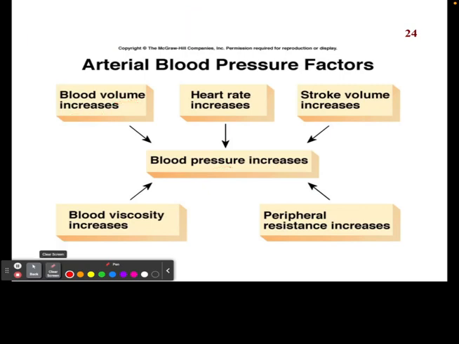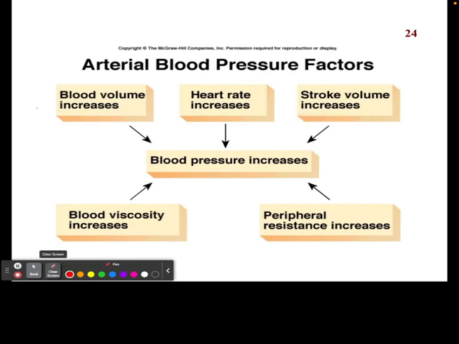Heart rate, if you increase your heart rate, that'll also increase your blood pressure. Stroke volume, same thing. So again, stroke volume relates to how much blood is being pushed out of the heart per beat. So again, if you add more blood to the heart, you're going to push more blood into the arteries, just like we were talking about over here, right? Same idea, it's going to push more. So therefore, if you're pushing more blood, you're going to have more of a pressure that builds up.